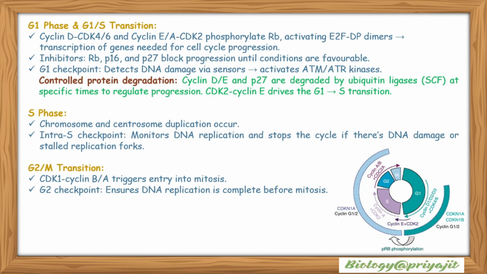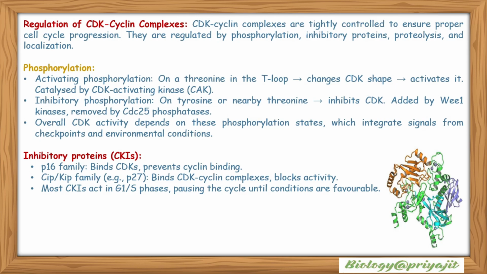What is the G2/M transition? CDK1-cyclin B or A triggers entry into mitosis, and the G2 checkpoint ensures DNA replication is complete before the mitosis process. Regulation of CDK-cyclin complexes: CDK-cyclin complexes are tightly controlled to ensure proper cell cycle progression. They are regulated by phosphorylation, inhibitory proteins, proteolysis, and localization.